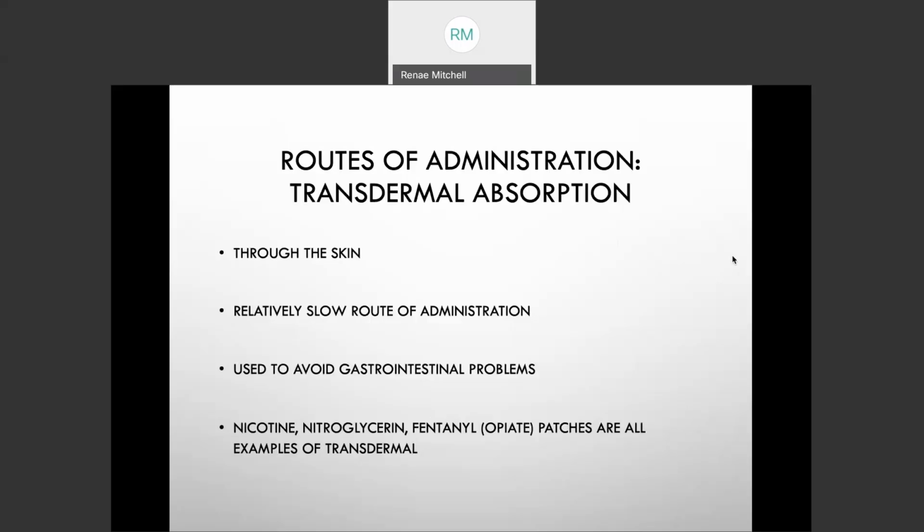And so it's a patch that is stuck onto the skin, and the drug is released slowly. It's also a way to release a low dose of a drug across a long period of time. So there's even hormonal birth control that is administered through a patch, and that lasts for the entire month, versus having to take a pill daily.